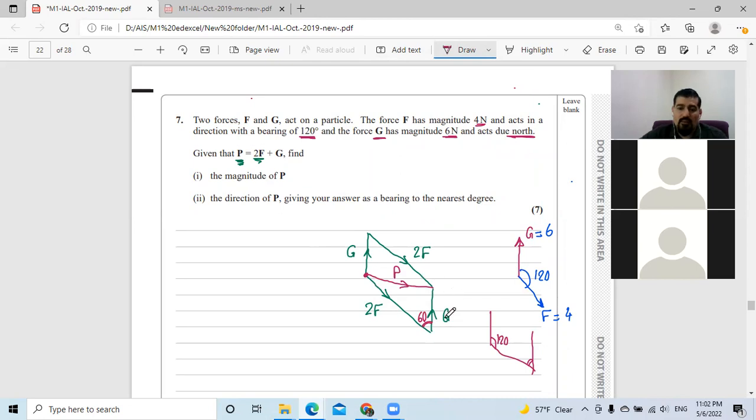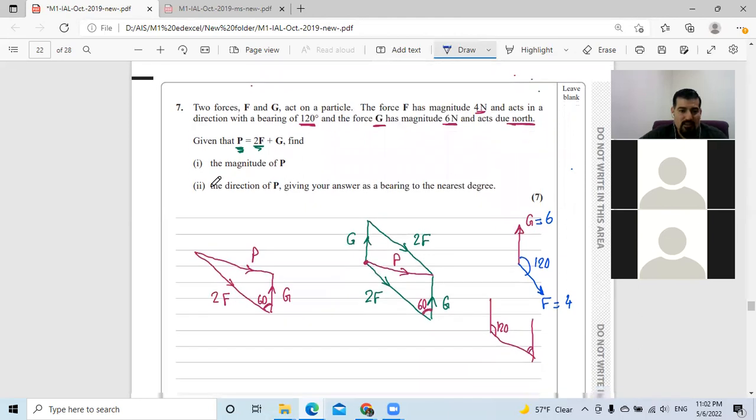So now what do we have? We have a triangle here, like this. This is 2F, this is G, and this is the resultant P. And this angle is 60 degrees. What do they ask?